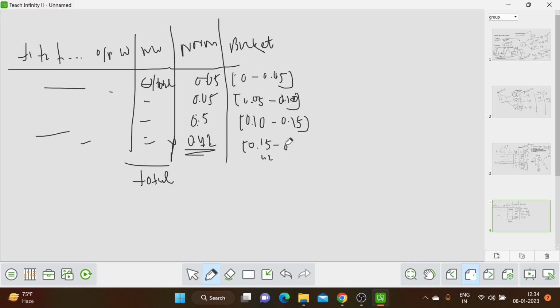Then 0.05 plus 0.05 is 0.10, 0.10 plus 0.5 is 0.15, and the cumulative sum continues up to 0.57. Now I calculate these buckets like this.